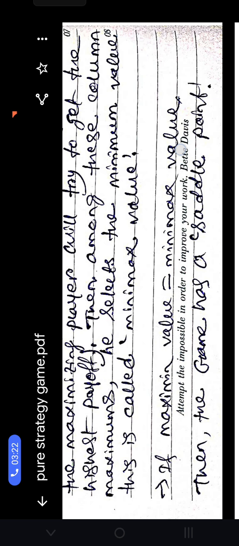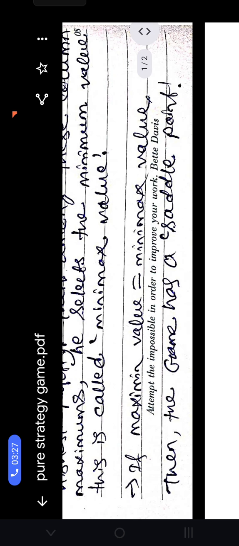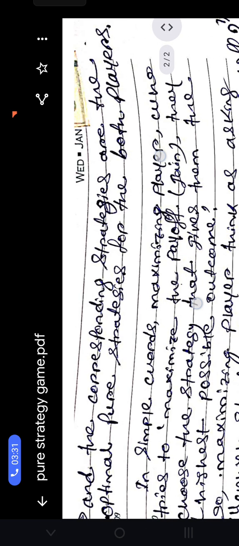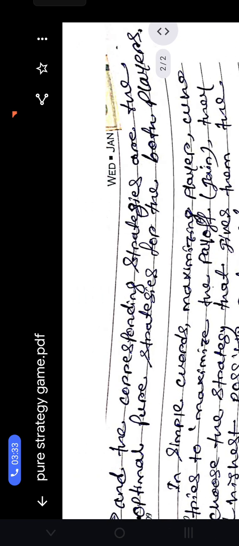When the maximin value and minimax value are equal, then we can say that there is a saddle point, and the corresponding strategies for player A and player B are pure strategies.